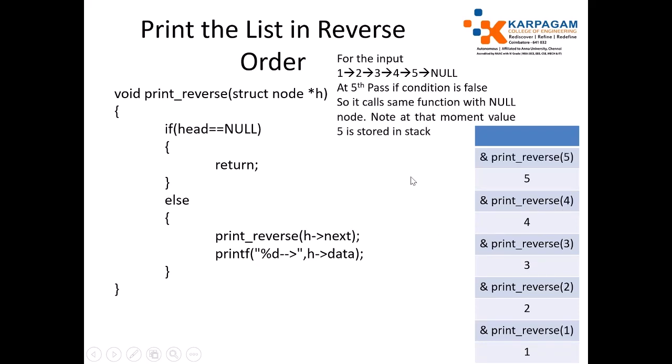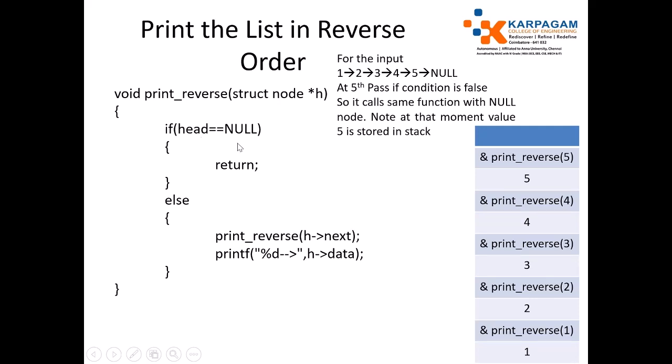At the fifth pass, the if condition is false because we have data in the fifth position. So it calls the same function with null, because you are passing head of next. Head is 5, so head of next is null. So it calls print reverse with null. At that time, the fifth node's value 5 and the address of print reverse of 5 are stored in the stack. Next, it passes print reverse of null, because head of next is null.